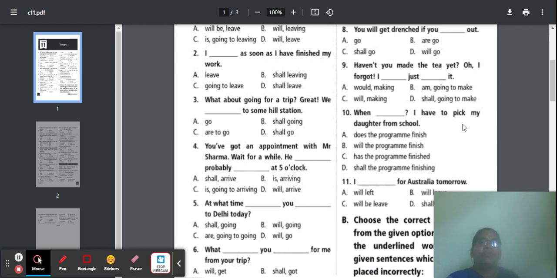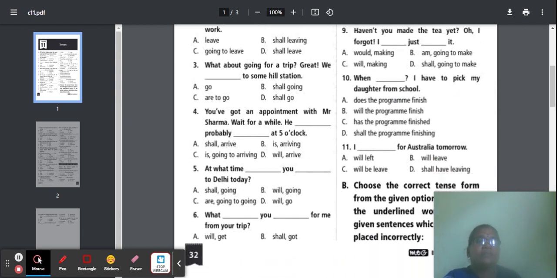Question number 10. When dash I have to pick my daughter from school? When will the program finish? It is an interrogative sentence, interrogative future. When will the program finish? I have to pick my daughter from school. Okay, very good.